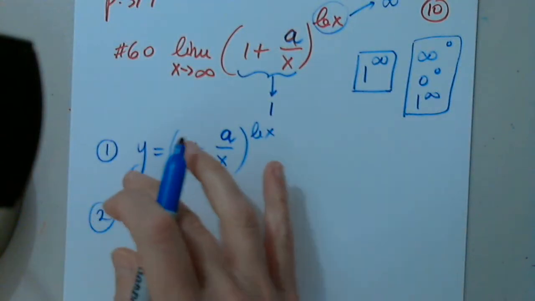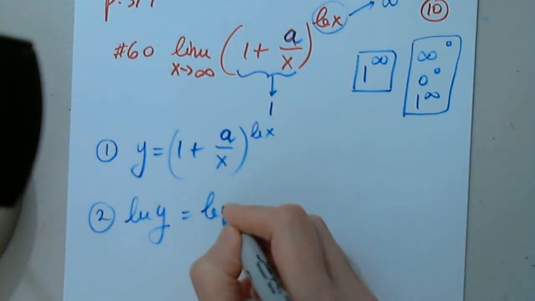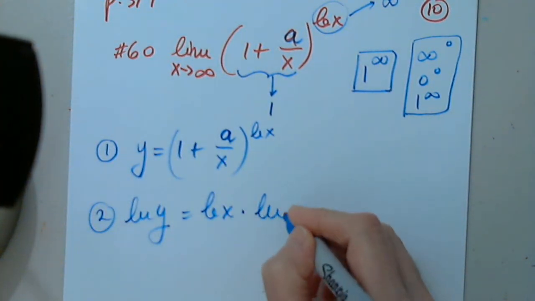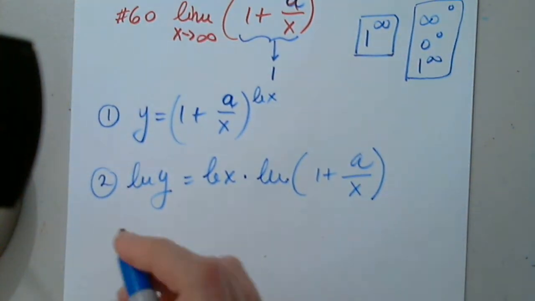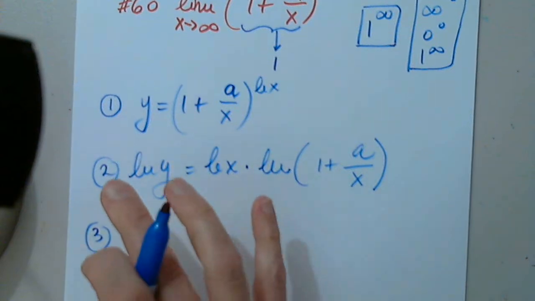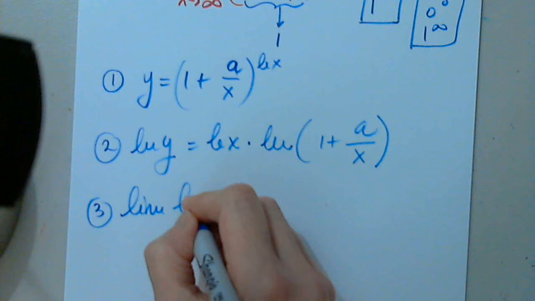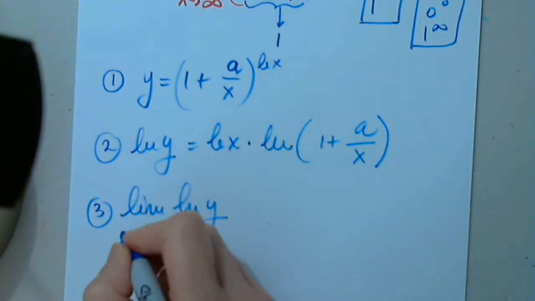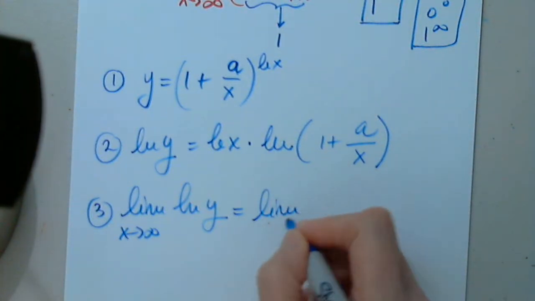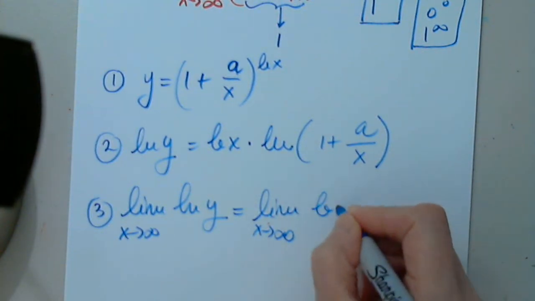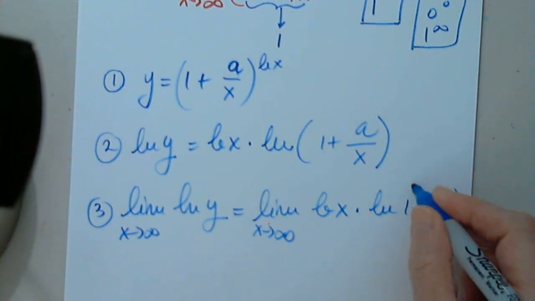In step number 2, we apply natural log. So natural log y on this side, bx times natural log of 1 plus a over x on the other side. Leave that alone. In step 3, we apply limit to both sides. So limit of natural log y, of course when x approaches infinity, must equal the limit as x approaches infinity of bx times natural log of 1 plus a over x.